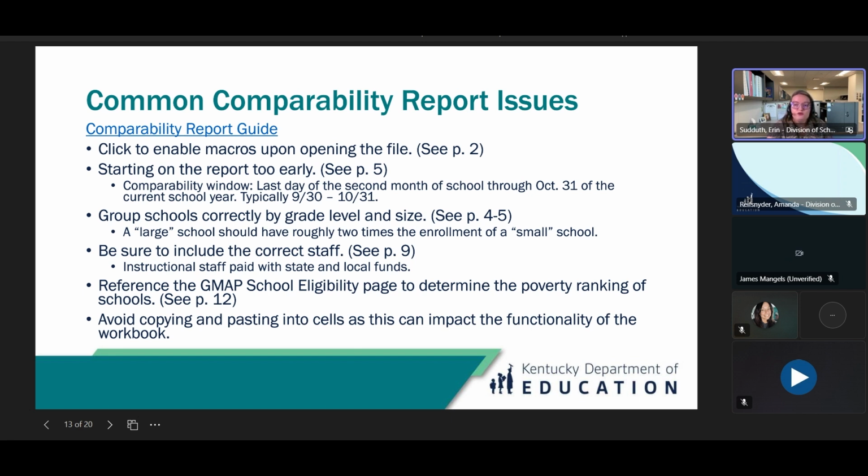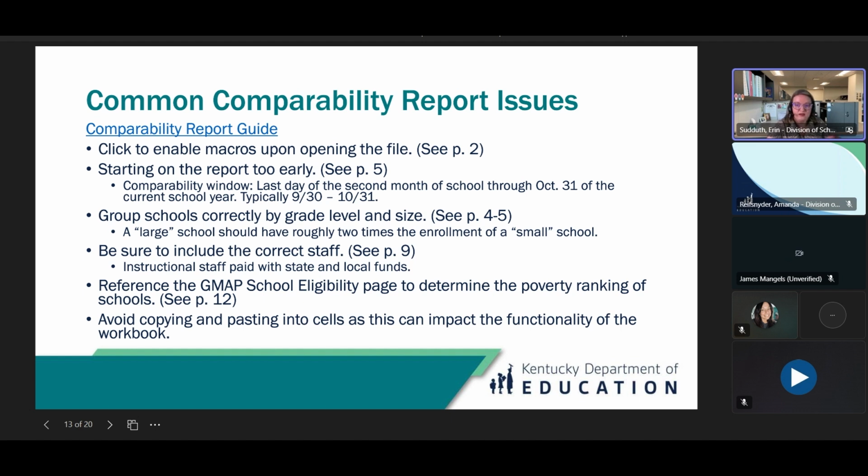Schools are also grouped by enrollment size, and this is using the Infinite Campus Enrollment Summary Report. That's where you get the enrollment numbers that you report. And the two size groupings are kind of vague. They're just called large and small. And there is no set number that constitutes small versus large. The general rule of thumb is if the largest school has 2 times the enrollment of the smallest school, then that's how we're going to differentiate those.